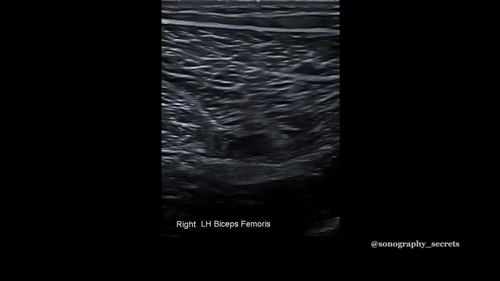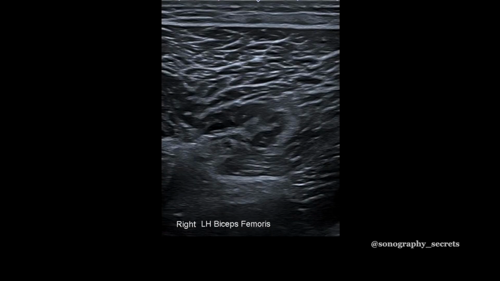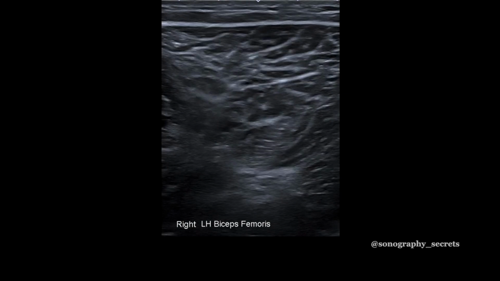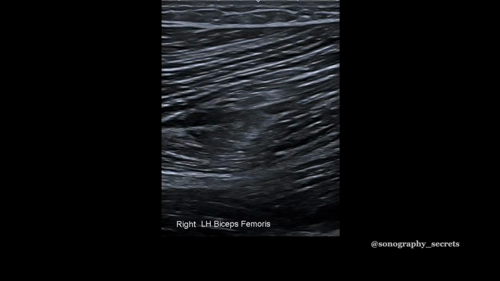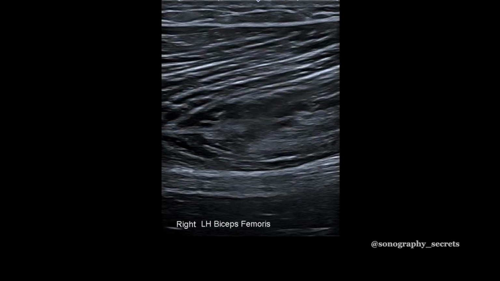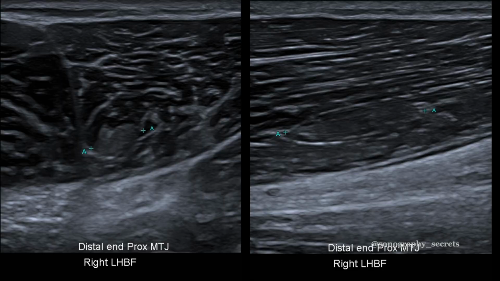This was an athlete who came in query tethered sciatic nerve. There was no tethering of the sciatic nerve, but we've got a very subtle abnormality at the distal end of the proximal long head of biceps femoris, the MTJ.